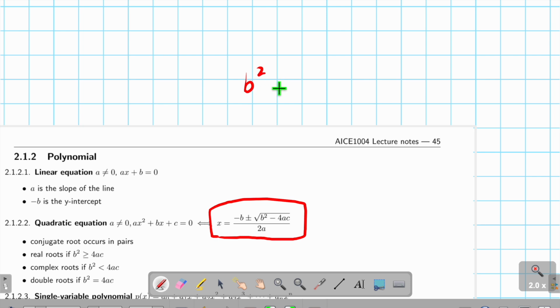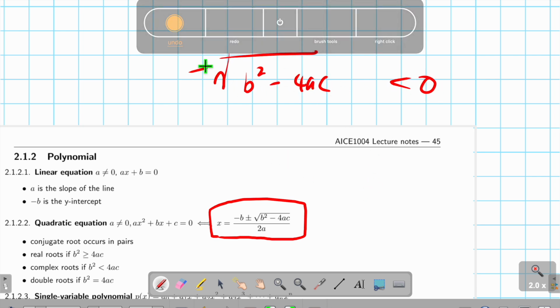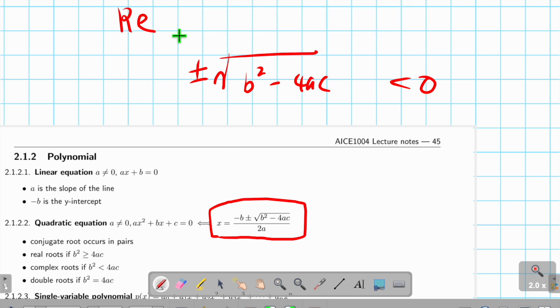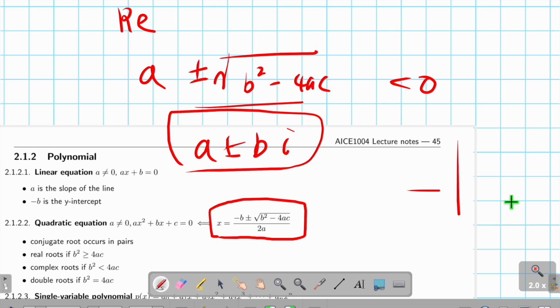It is possible that b squared minus 4ac is smaller than 0. Then this guy will be a complex number. So this means you will have what? You will have some real part, I call it a, and then an imaginary part, so in the end you have a plus bi, okay? So this is what? Conjugate pairs. Previously, I said that if you have a z here, the conjugate is just the mirror image along the x-axis. So this means conjugate pairs.